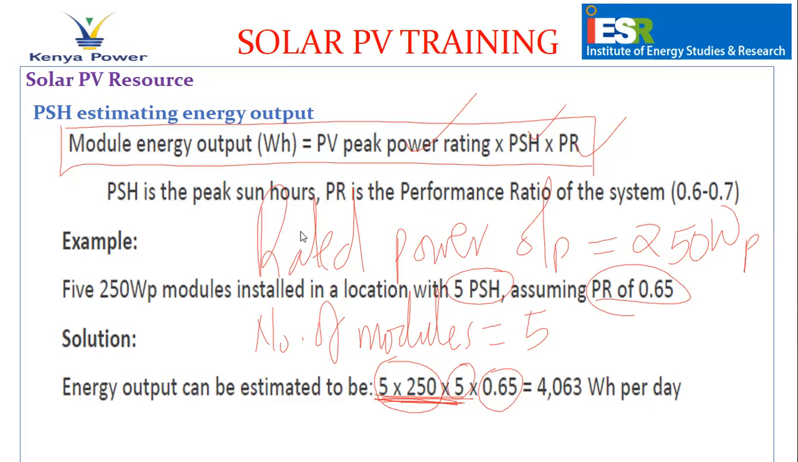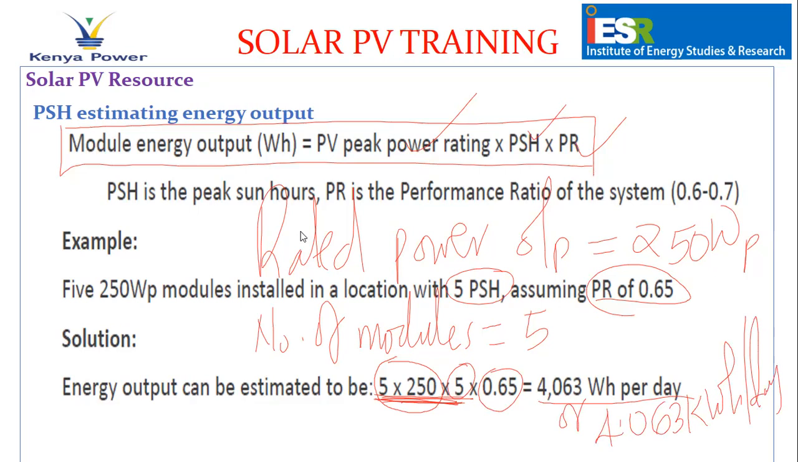When you work out that, we get 4,063 watt hours per day. And when you divide that one by 1,000, you can now get 4.063 kilowatt hours per day.